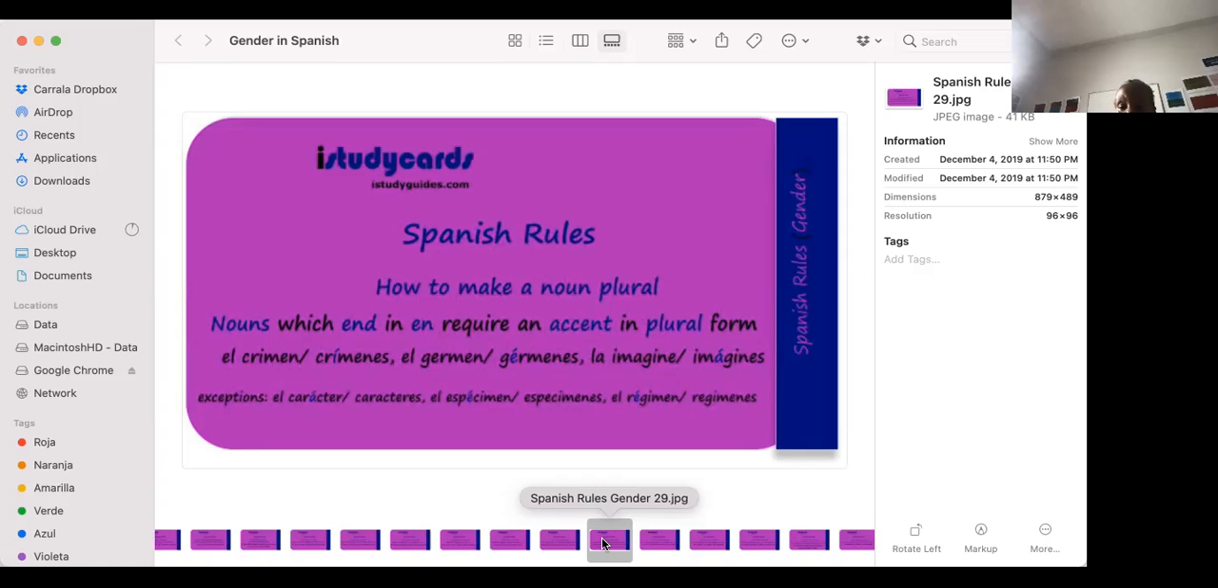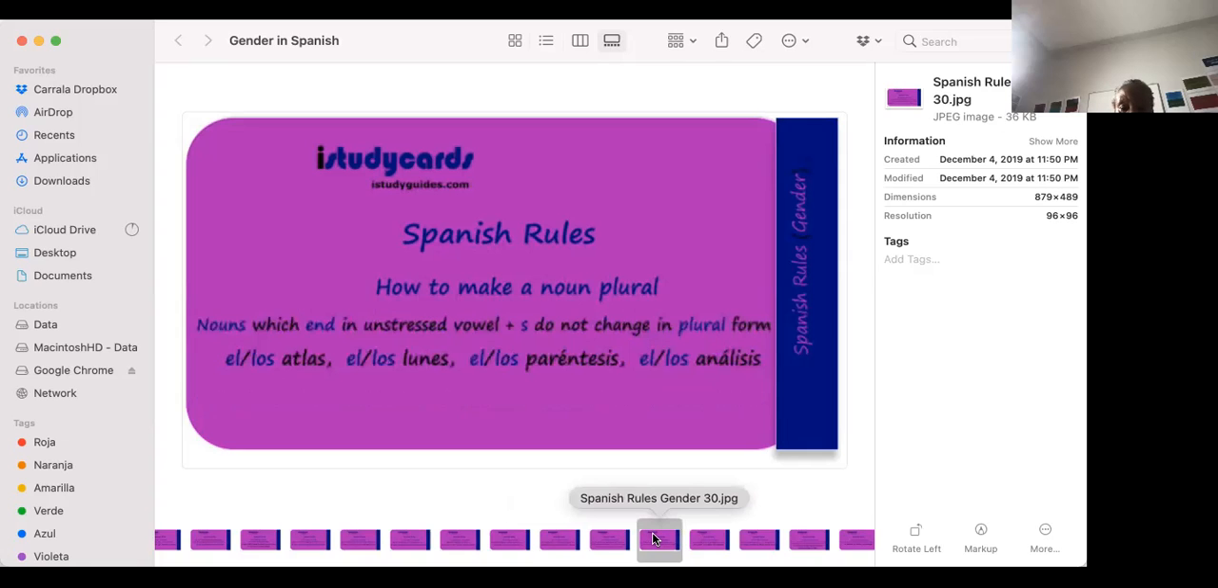imágenes, except for, well, you have to see how it's pronounced. This is crímenes, gérmenes, and imágenes. No, it all depends on how it's pronounced. Because in the last, the accent is on the next to the last. Well, no, wait a minute. It's in the second syllable. Imágenes. Yeah. It's all according to how it's pronounced. You can't make a general rule.